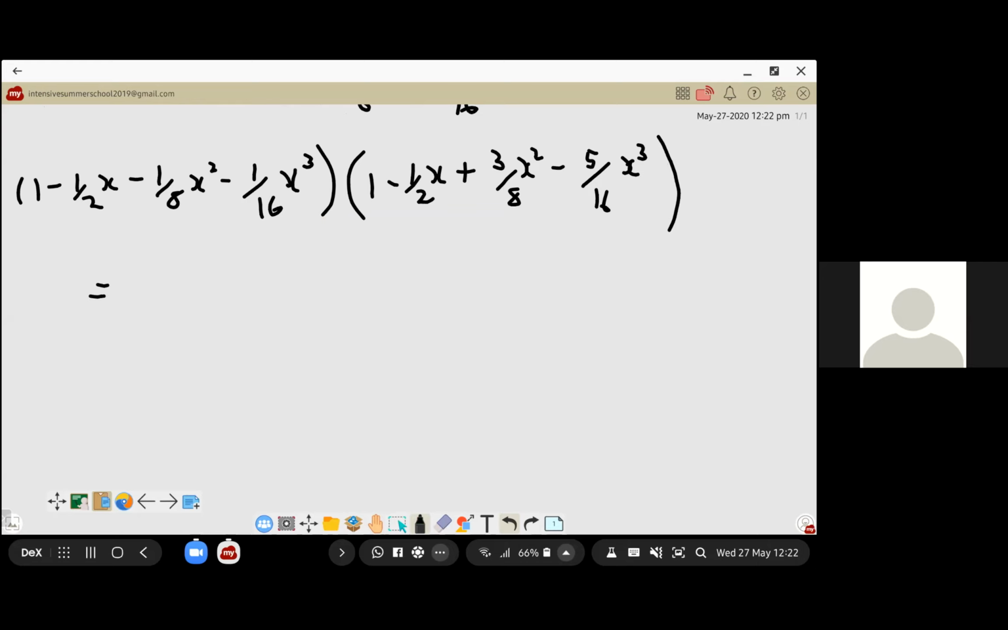1. 1 times 1 will give me 1. Then 1 times negative half. Because we are using 1 to multiply, just repeat what is there, so that you don't waste your time. Remember, 1 times anything is going to give you that same thing. Do you get what I'm doing?